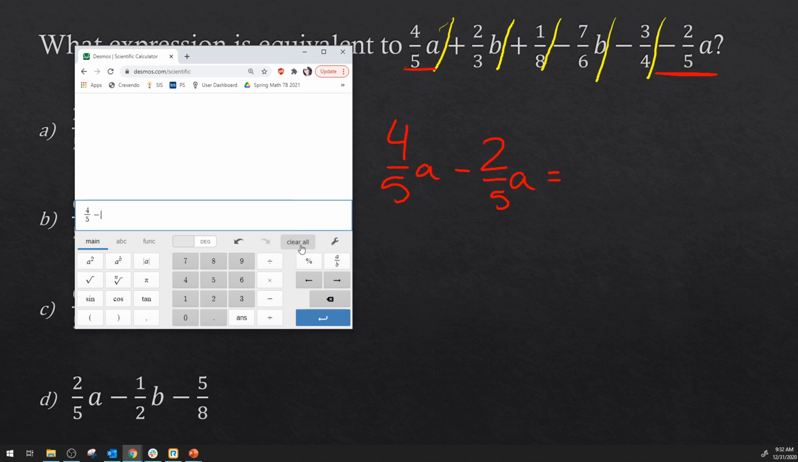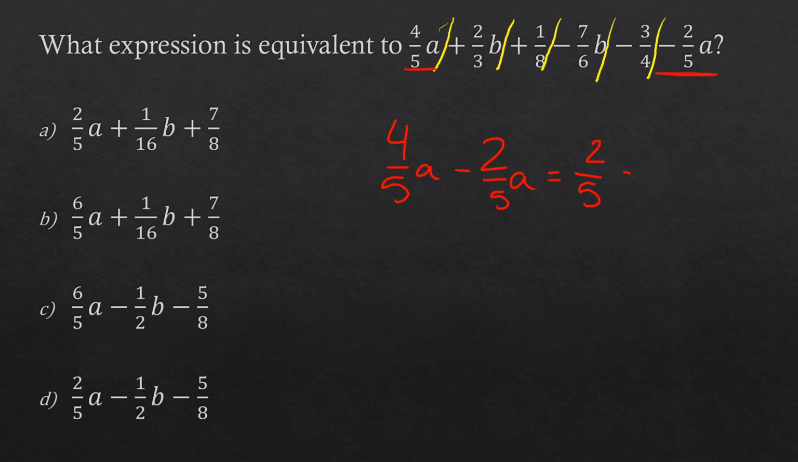And then I'm going to be subtracting, and I'm subtracting 2/5. So I'm going to do 2/5, and I'm going to hit enter. Again, it gives it to me as a decimal. That's okay. I'm going to hit this button next to it, and it's going to convert it to a fraction, which tells me that it is 2 over 5 A. So just by solving this one part, I know that B and C are automatically wrong because they have 6 over 5A. And that is not what we get when we combine them. We should get 2 over 5A.